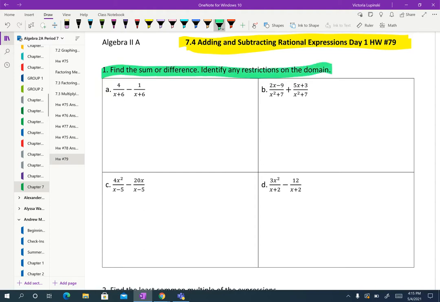As far as these four problems go, this is kind of the dream because in each of these instances, you already have a common denominator, meaning that each of these denominators is exactly the same. You're going to be able to simply add or subtract them depending on whatever the operator is in the middle. You should then try to simplify if at all possible. And then, of course, you should go ahead and state your domain restrictions.